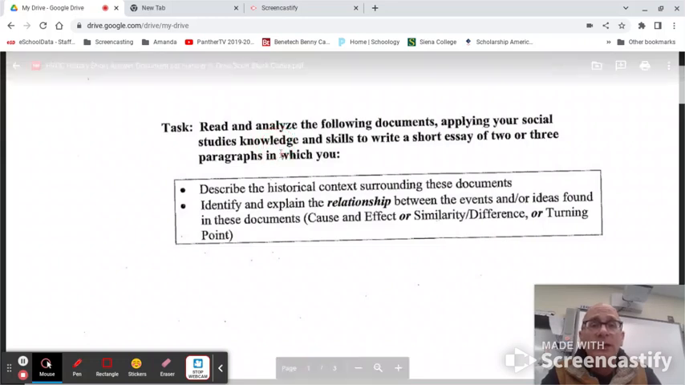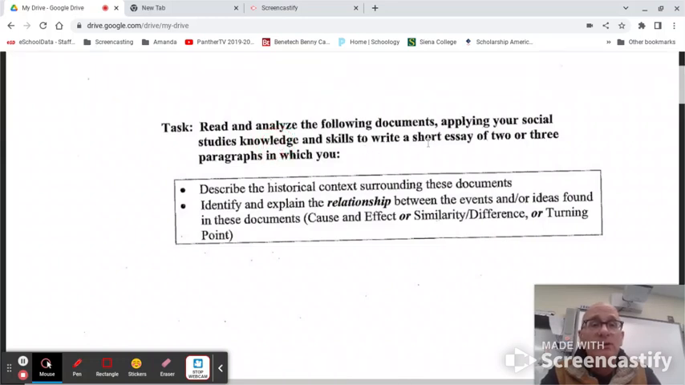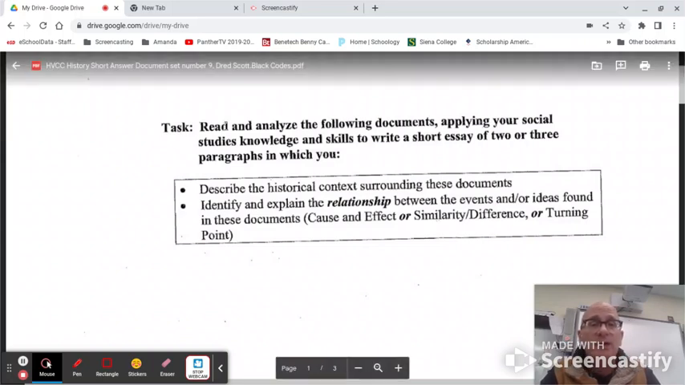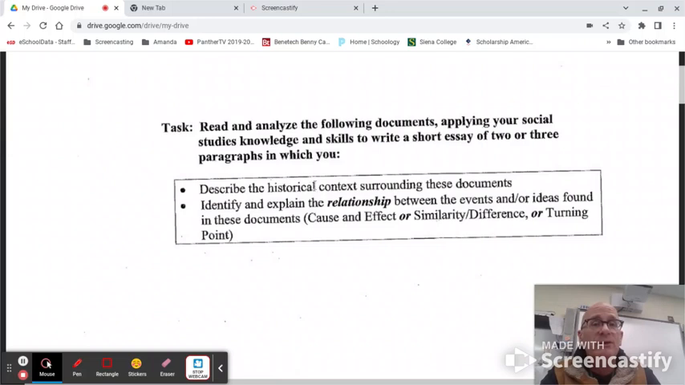We're going to read and analyze the following documents, applying your social studies knowledge and skills to write a short essay of 2 or 3 paragraphs in which, and it lists 2 bullet points. Now, these bullet points are going to be identical on each of the document sets that you take on your Regents exam. The first bullet point, you will have to describe the historical context surrounding these documents. And the second bullet point, you're going to have to identify and explain the relationship between the events and or ideas found in these documents.